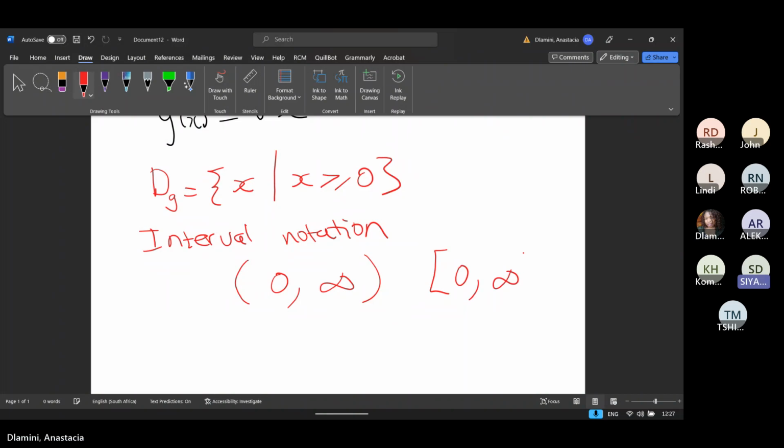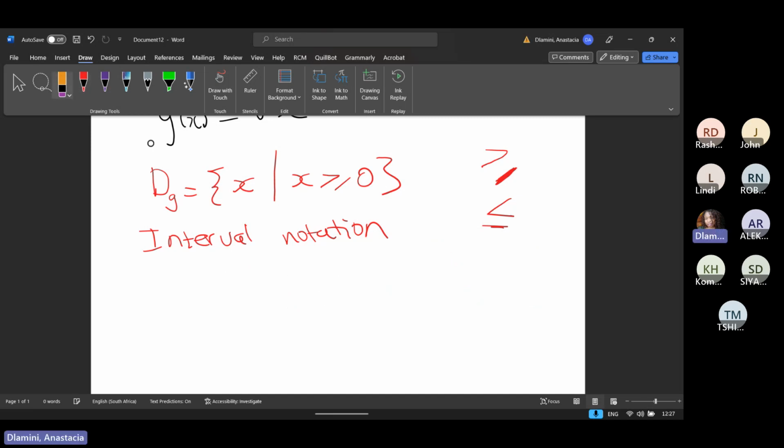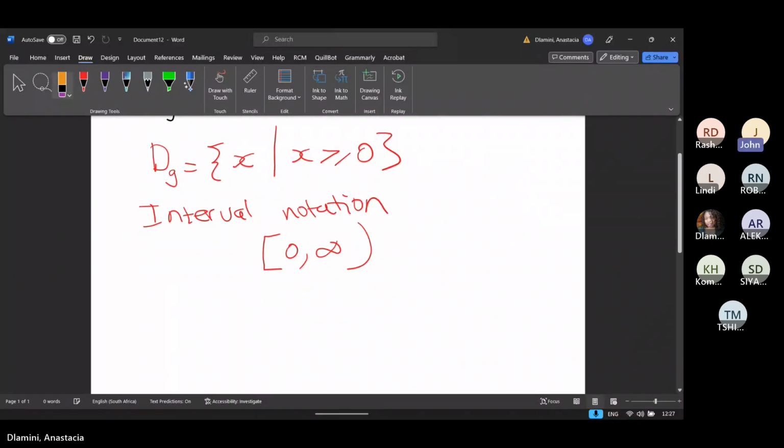Why? Because of the equal sign. The 0 is included, but positive infinity we cannot include. Thank you. Once you say greater or equal to, or less or equal to, it means that you are including the value. Therefore, you will need the square brackets. Does it make sense? So the interval notation will be 0 to positive infinity. Does it make sense now, guys? Yes.